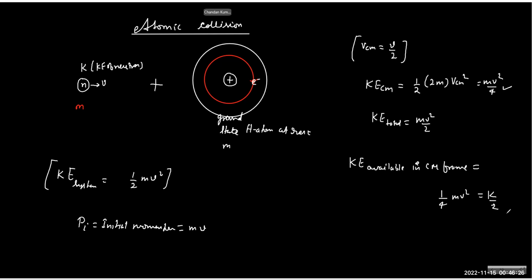So if the electron wants to either get excited or whatever, which energy can it consume? Total energy or only the energy available in the CM frame? Available in the CM frame. The reason is the remaining energy will be required to conserve the momentum. Do you realize this? So in any atomic collision, it is the CM frame energy which lets the electron undergo excitation. Is this clear? Okay, very good.